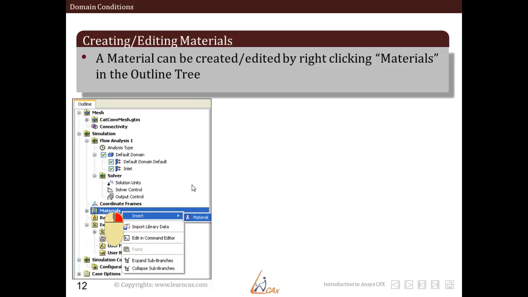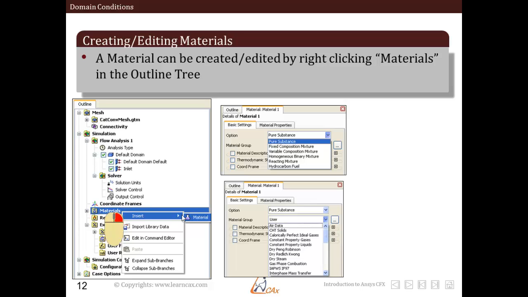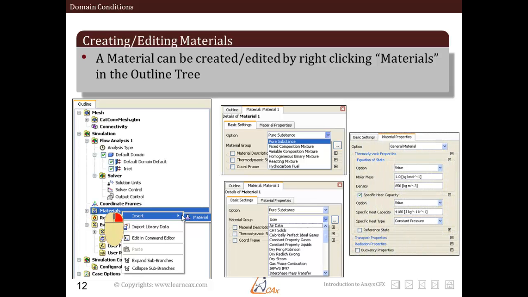Other than that, we can also create a material by right clicking in the outline tree and selecting material. If we want to create a material, we just right click here and insert material. After that we can create our own customized material definition, in which we can select the current choices, and material properties can also be defined by the user. We can define the variation of properties as well, create customized new materials, give them a name and use them in the analysis.